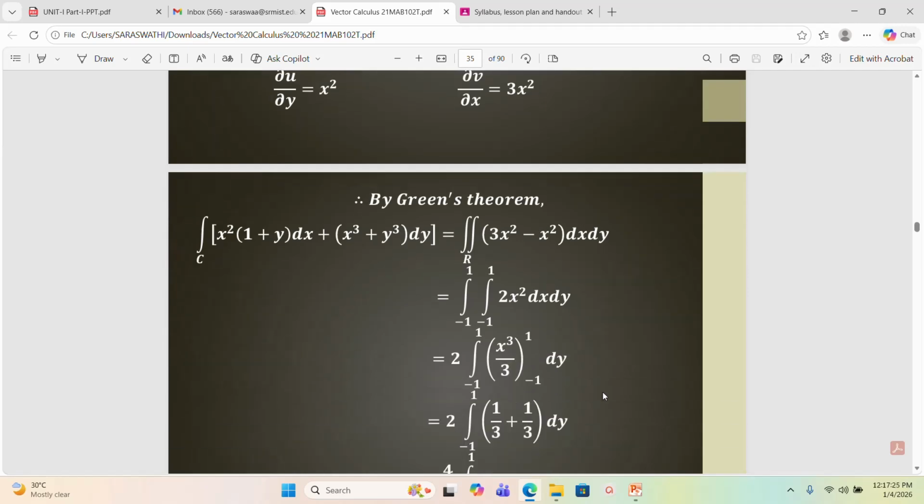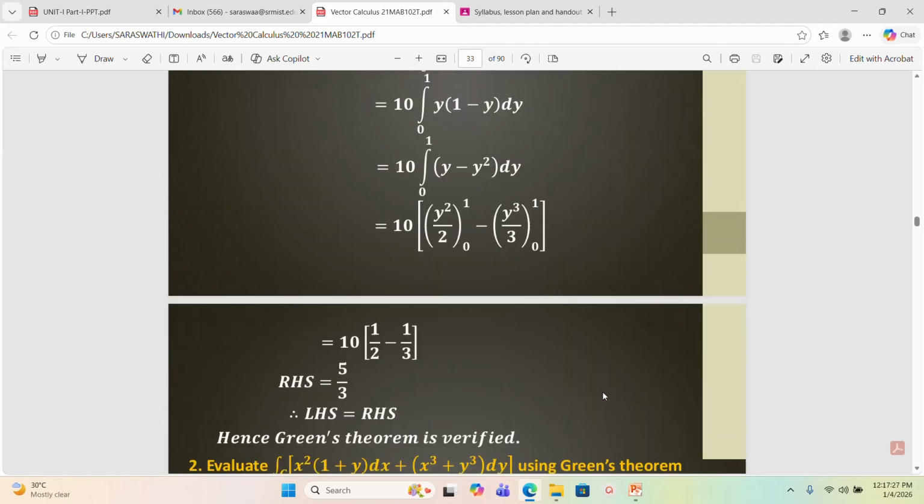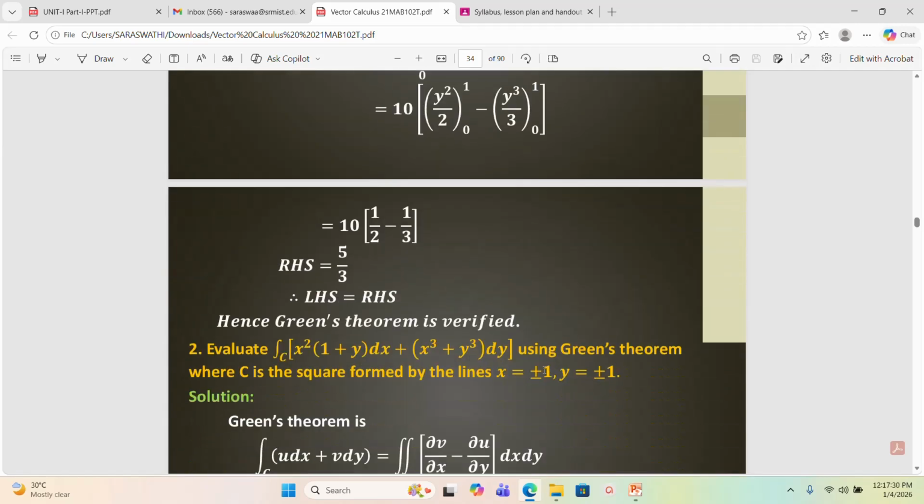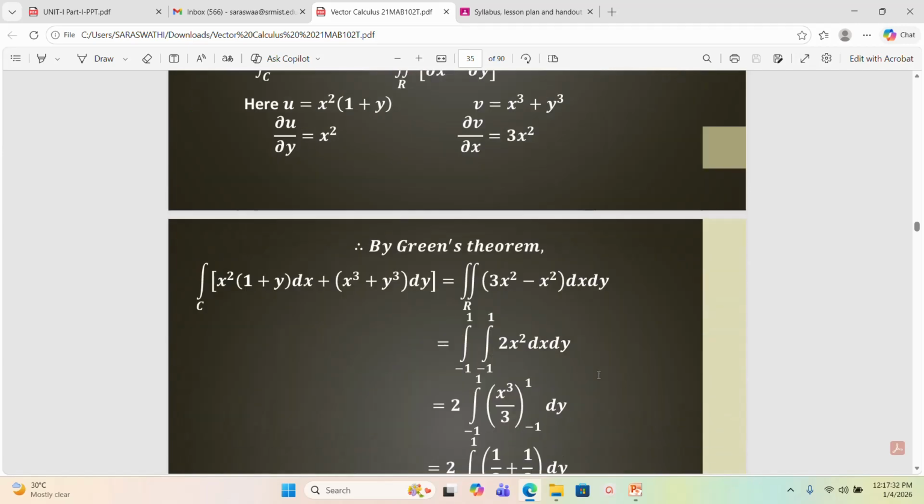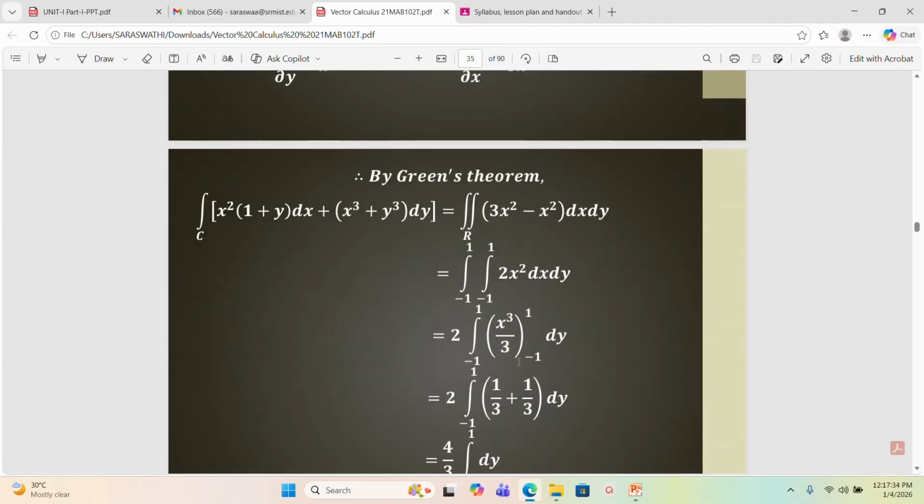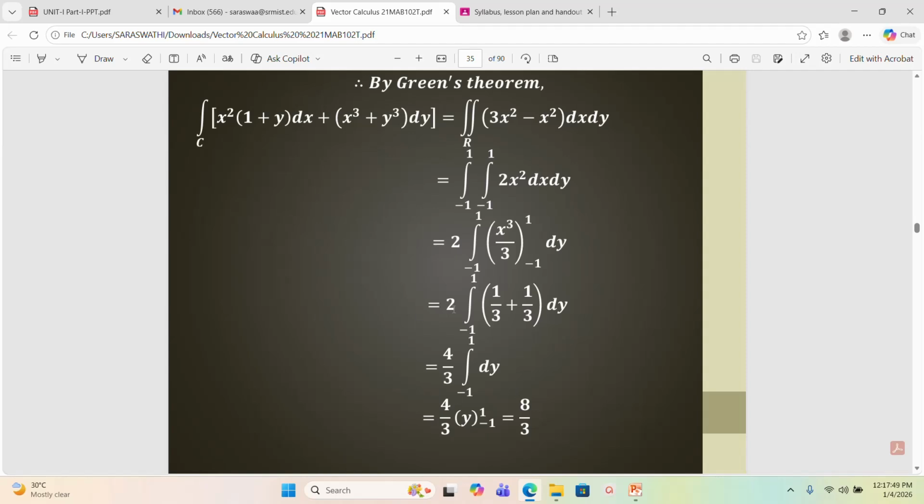3x square minus x square equal to 2x square into dx dy. So now also the limits of x and y values are given. X is equal to plus or minus 1 and y also plus or minus 1. So minus 1 to plus 1, minus 1 to plus 1. 2 is the constant, x cube by 3, minus 1 to plus 1, and upper limit of x is equal to plus 1, minus of lower limit is minus 1. So minus into minus plus 1 by 3 plus 1 by 3 is equal to 2 by 3. Already constant is 2. So 4 by 3 into integral dy.